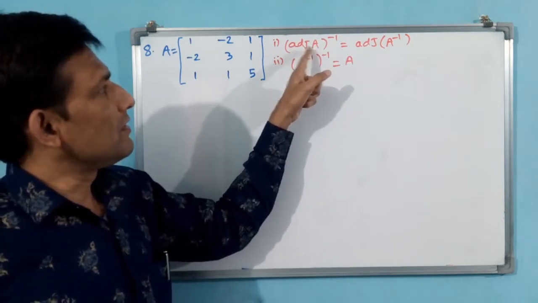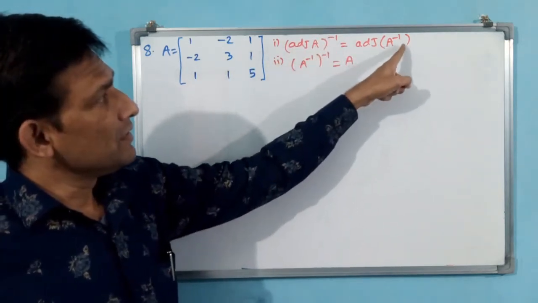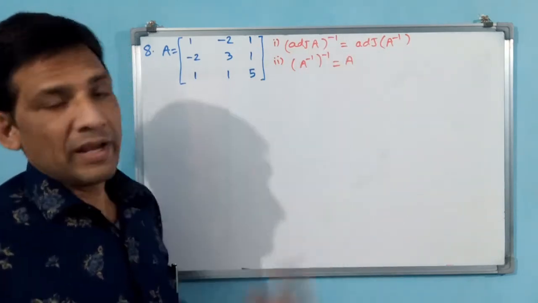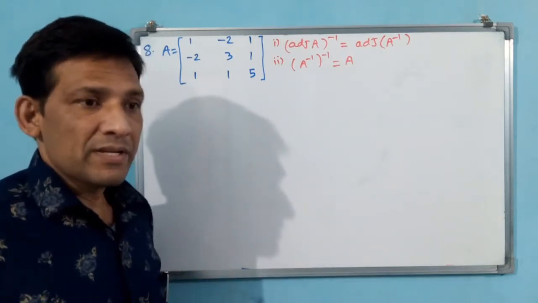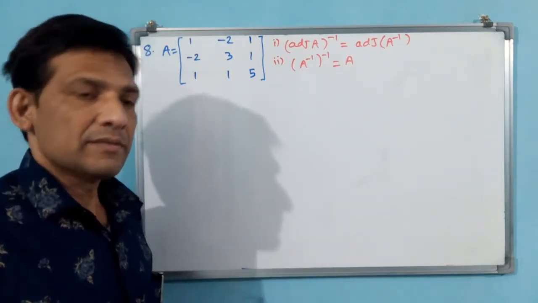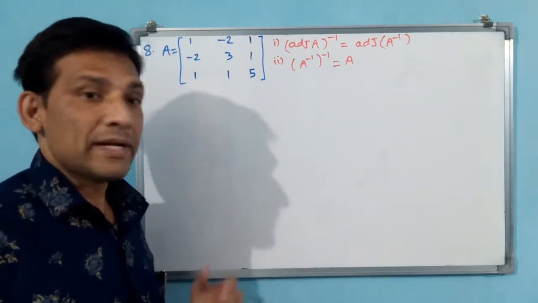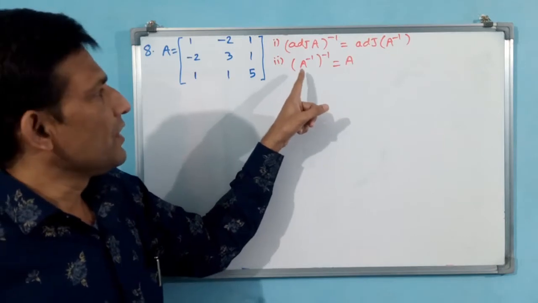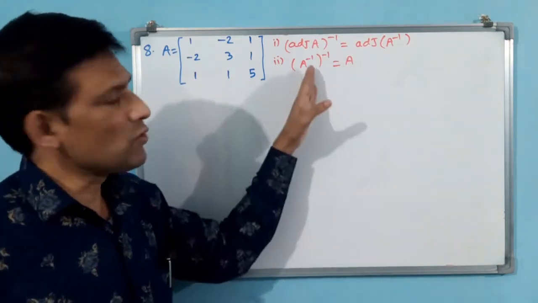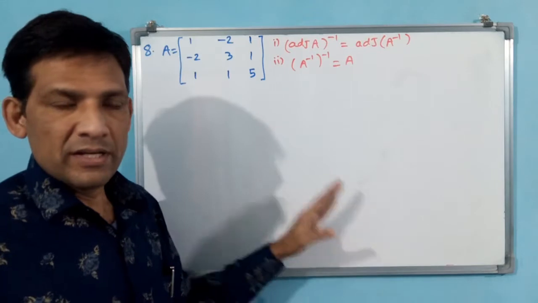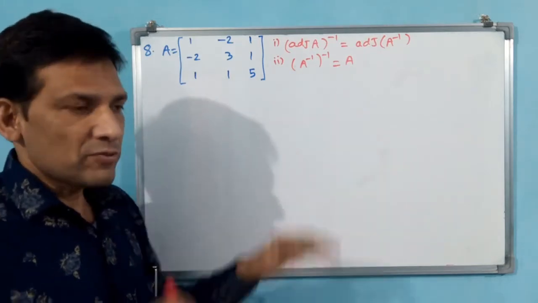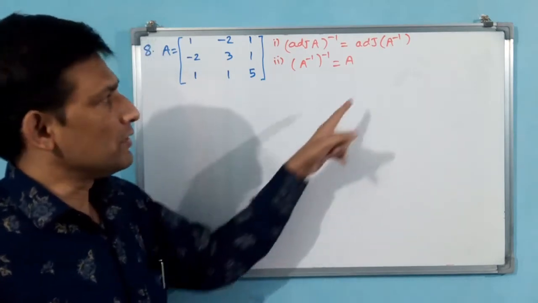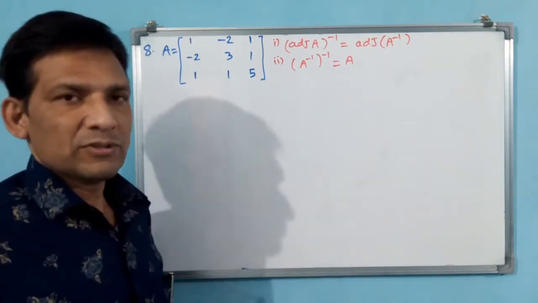Adjoint of A inverse and inverse of adjoint A, both you have to show equal, like verify. Verify means it may not be 100% correct; sometimes it is verified but not found true. But let us see whether it happens or not. Second part: A inverse whole inverse is equal to A. We know very well, A dash whole dash is equal to A. Once we have inversed a number or matrix, if we inverse again, the same matrix is going to come. This also we have to see.